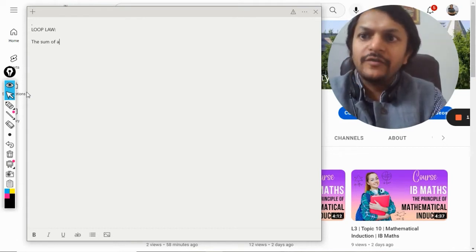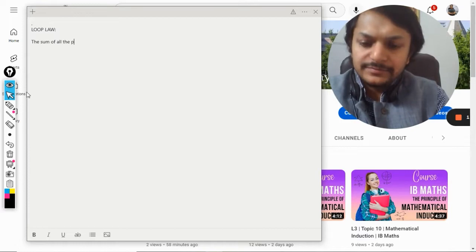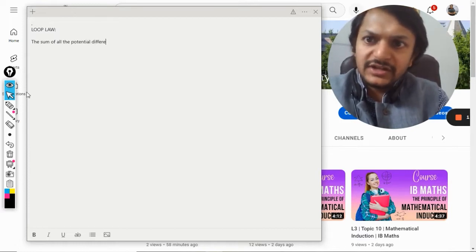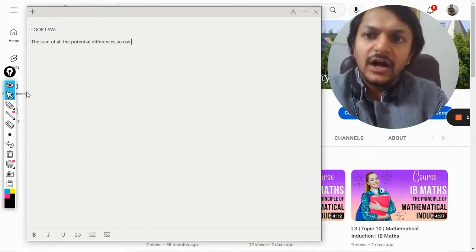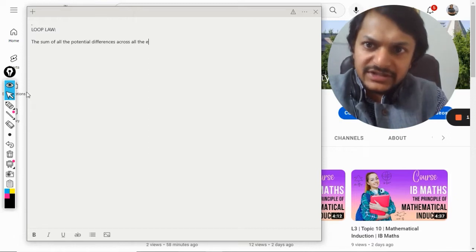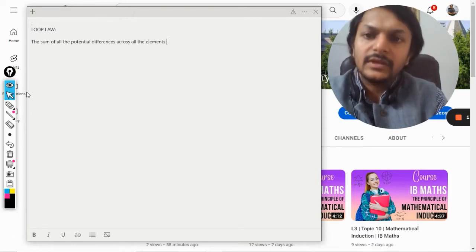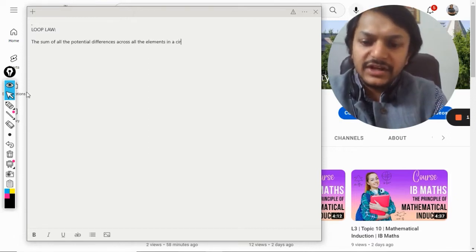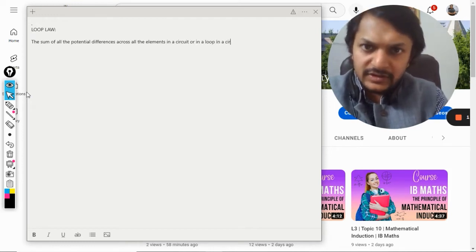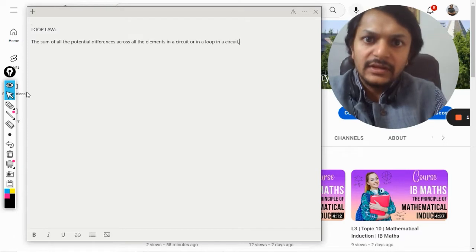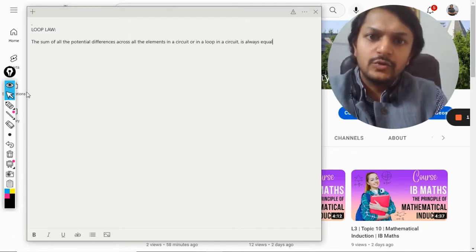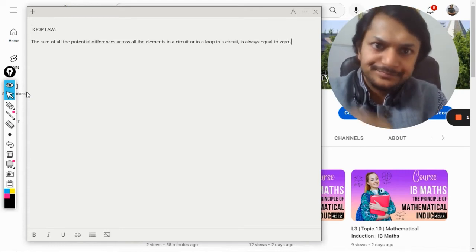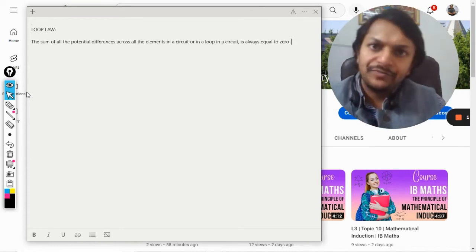We can define the loop law as: the sum of all the potential differences across all the elements in a circuit, or in a loop in a circuit, is always equal to 0.